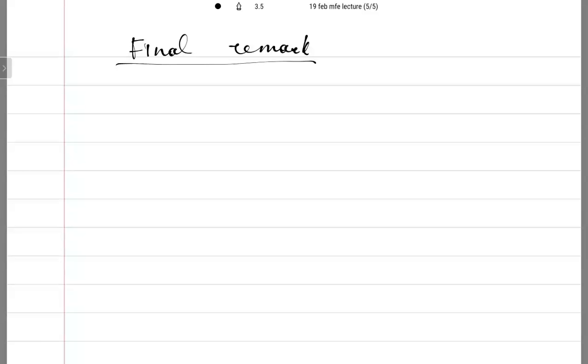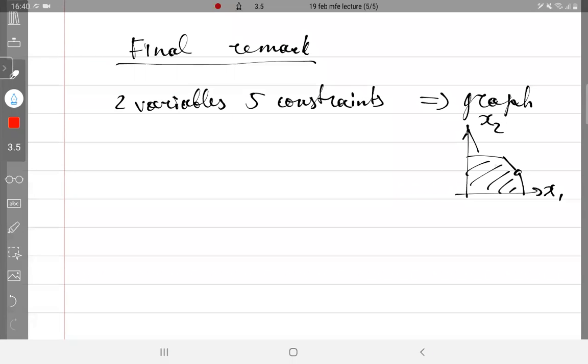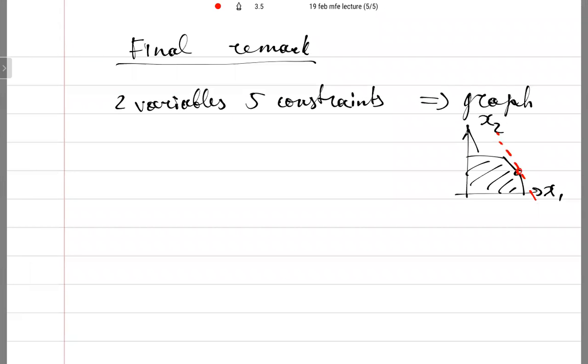Final remark. If I have a problem with two variables and 5 constraints, then I can use a graph. If I have two variables, I can just take x1, x2, draw some figure and find the optimal point and say, woohoo, I have found the optimal point.